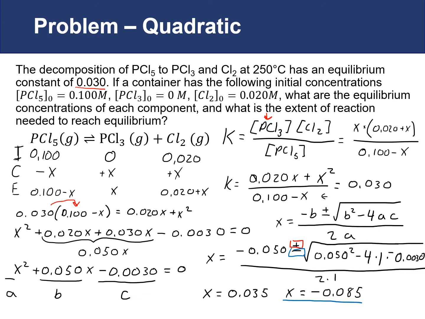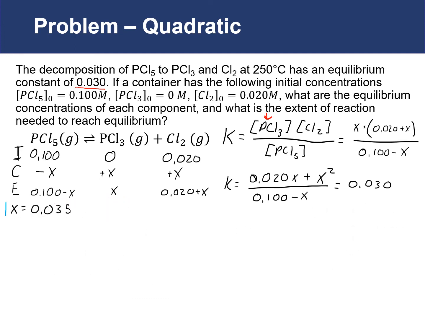we plug it back into our ICE table, we would end up with a negative concentration here for our Cl3, right? And we can't have negative concentrations. So that tells us that our second answer here, our second possibility, is incorrect. So the one that we will be using is this for x. Okay, so we're going to do a little bit of cleanup and then wrap up with the answers.